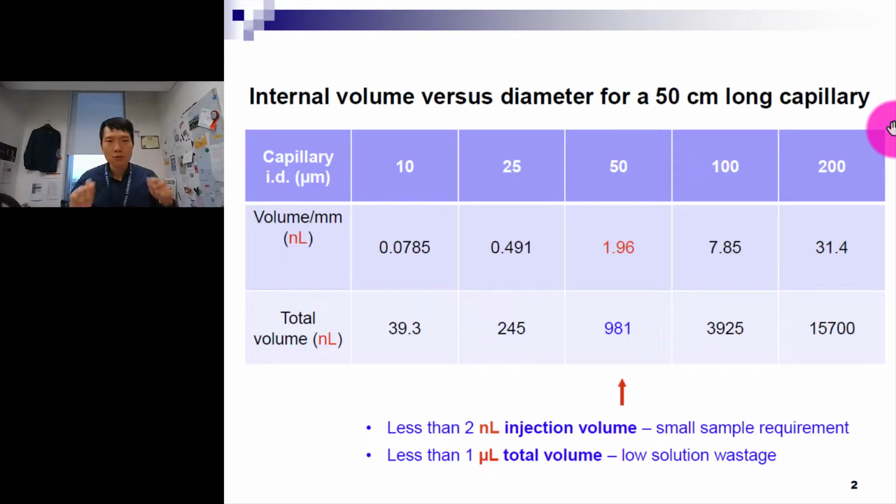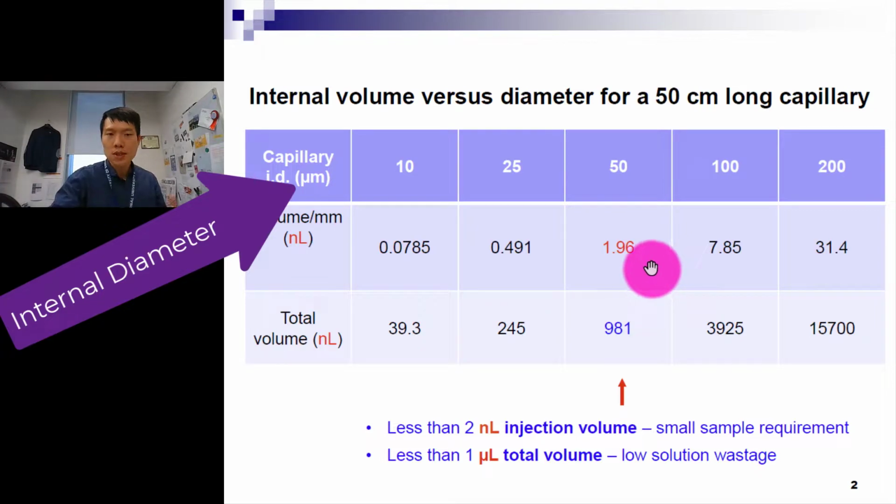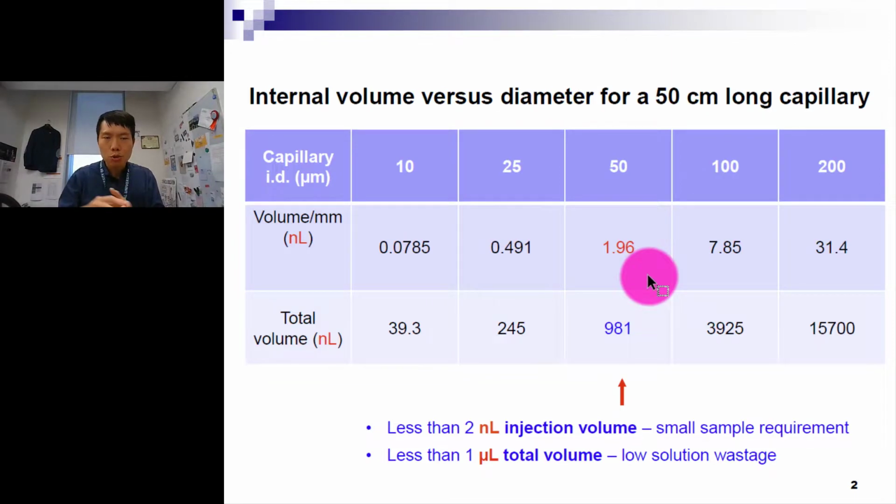The first thing is, remember you have a capillary that I showed you in class. It's very narrow. What you cannot see is that the internal diameter can vary from 10 micrometer all the way to 200 micrometer. As you vary this internal diameter, the volume that contains the sample also changes. The most commonly used ID, short for internal diameter, is 50 micrometer. The reason is that the volume per centimeter in nanoliter is almost 2, and the total volume inside the capillary is about 981 nanoliter.